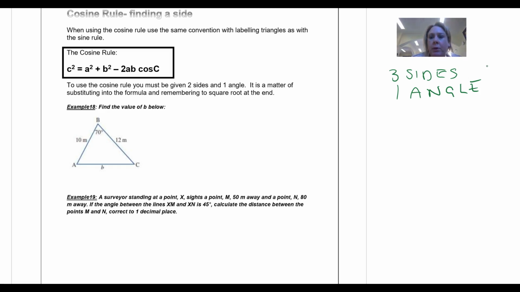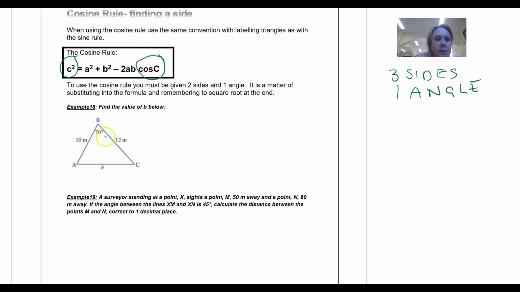And the rule's based on Pythagoras' theorem. So it's c squared equals a squared plus b squared, which is Pythagoras' theorem, and it accounts for the fact that the angle's not a right angle by minusing 2ab cos c. Now c is always the side opposite the angle.